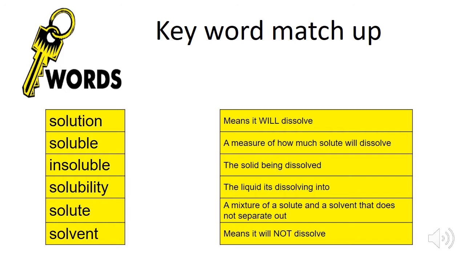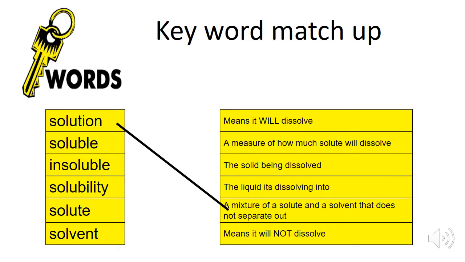So let's go through these keywords and check that we have got the correct definition. We're going to start with solution. A solution is a mixture of a solute and a solvent that does not separate out. So salt water would be a solution, but sand and water would still be a mixture but not a solution.